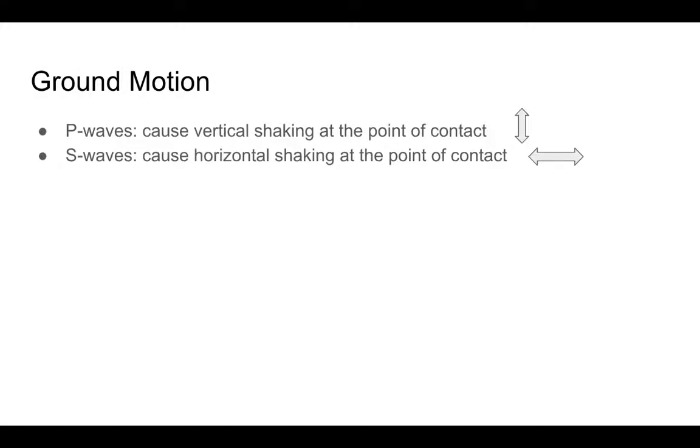Okay, so ground motion. P waves go vertical, so they go up and down. I know in our lab we did them laying on the floor, but correctly, we should have had the spring go up and down for you to actually see how it works. But because those springs are so fragile, that's not really possible. And then S waves go side to side, so we did that one correctly. They go horizontal, shaking at the point of contact.